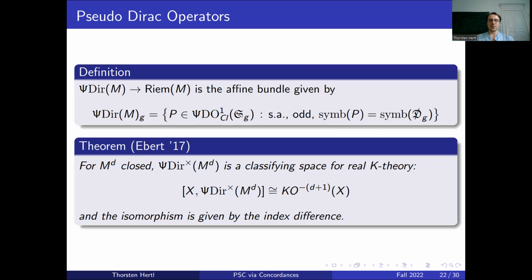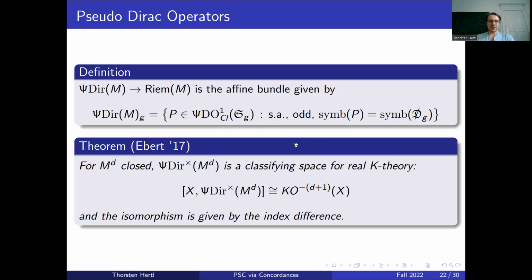Notice that this pseudo-differential operator is an operator on the sections of the spinor bundle of G. This bundle depends on the metric G. Its isomorphism type is independent, but the precise isomorphism is not canonical. So you can construct isomorphisms, but they're, so to say, not the identity.